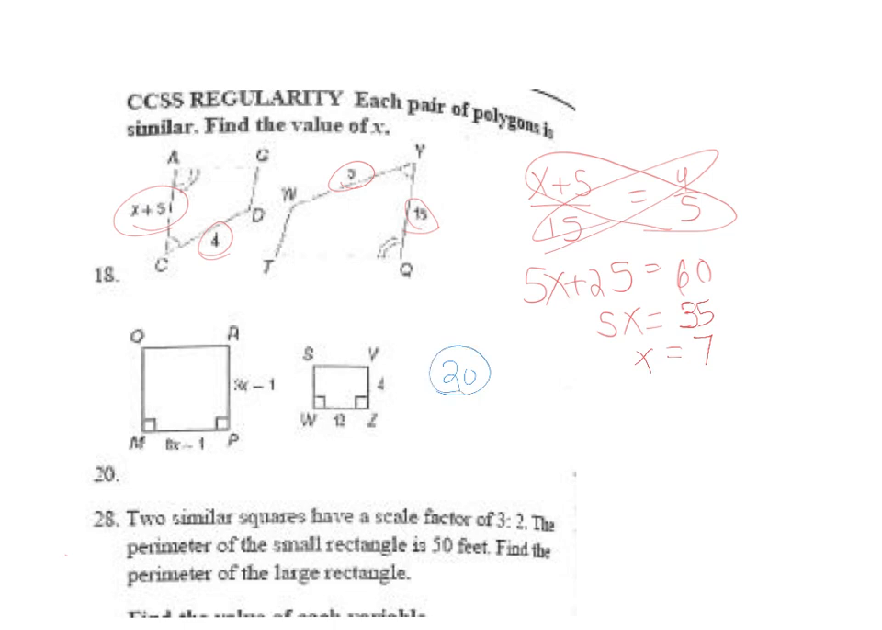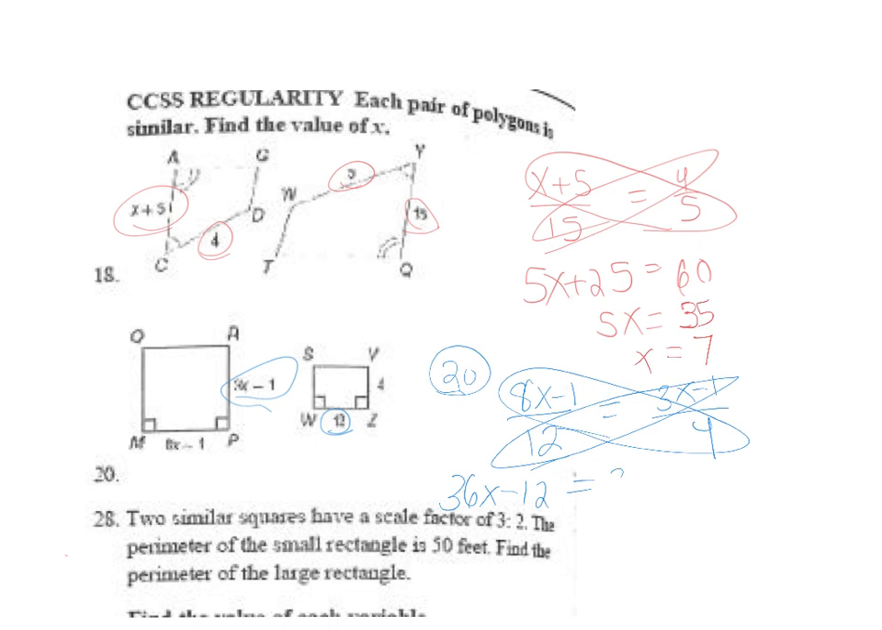And then number 20, we're told that they're similar. And so we're going to set up our proportions. We're going to have 8x minus 1 over 12, and that is going to equal 3x minus 1 over 4. And so I'm going to do cross multiplication here. That's going to give me 36x minus 12, and this is going to equal 32x minus 4. When I move the 32x over, that's going to give me 4x equals 8, and x will equal 2.